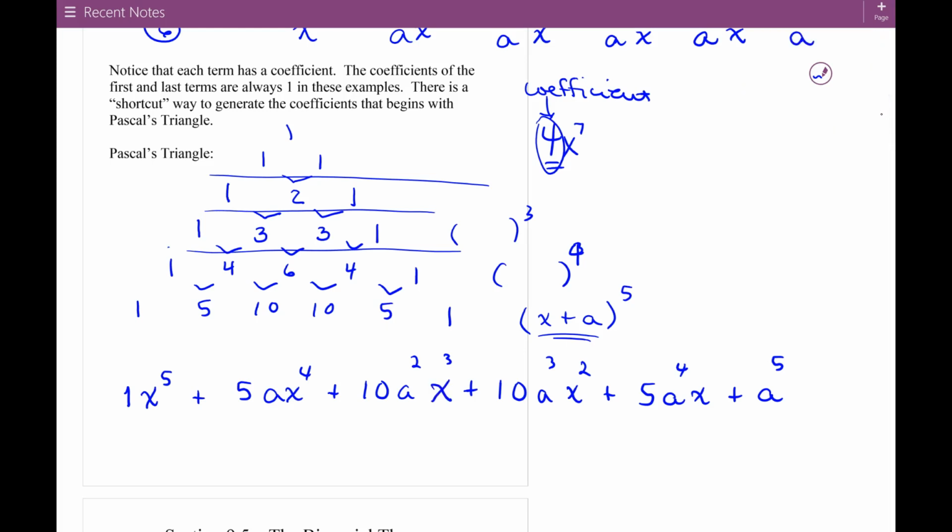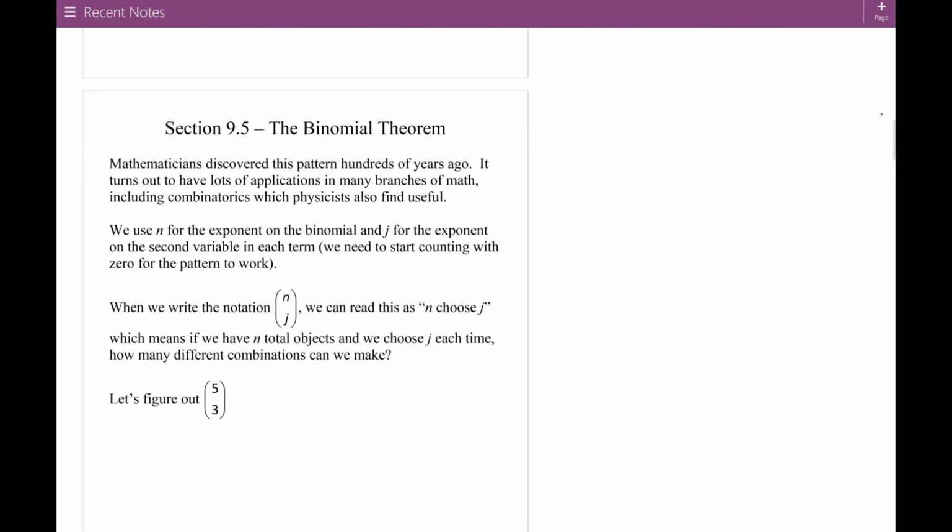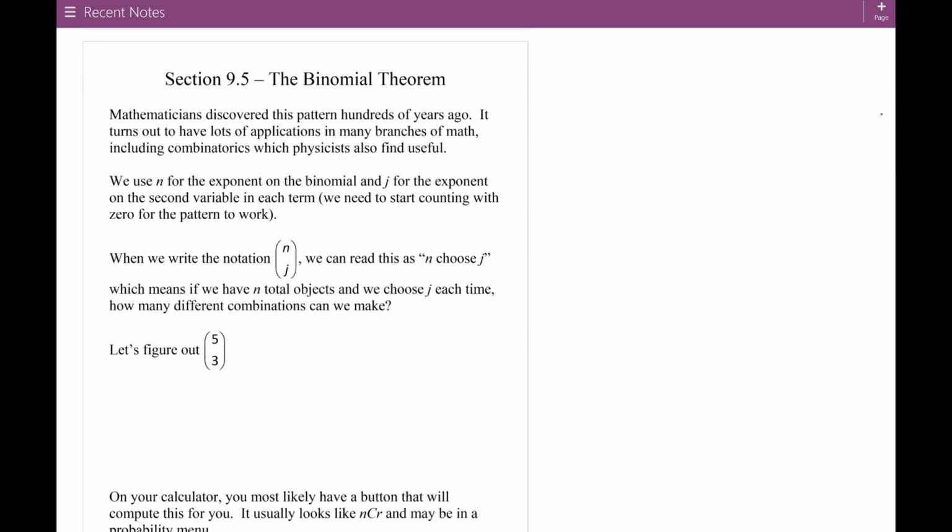There we go. Okay. So mathematicians discovered this pattern hundreds of years ago, and it turns out it has lots of applications. And when we write this quantity, we can read it as n choose j, and it turns out that n choose j will generate those numbers in the Pascal's triangle, so we don't have to draw Pascal's triangle every time we want to find those coefficients. So if we have n objects and we choose j each time, this combination will tell us how many ways we can do that.